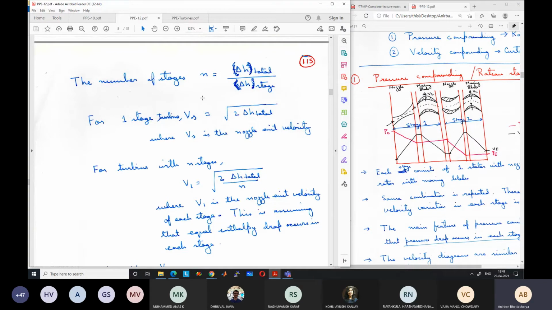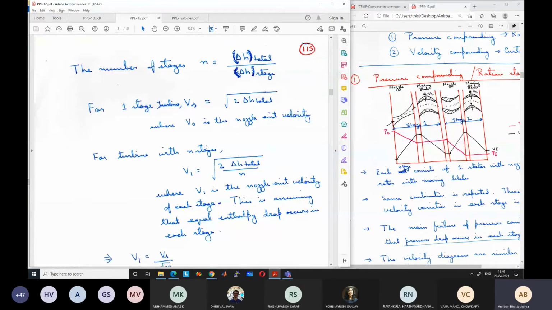Now with n number of stages for the real turbine, the nozzle exit velocity from each nozzle is the same. Remember, the nozzle exit velocity for each nozzle is V1. Then V1 is equal to root over 2 delta H stage. So it will depend on the enthalpy change in each stage, and delta H stage is equal to delta H total by n. So V1 is equal to root over 2 delta H total by n, or I can write V1 is equal to Vs by root over n.